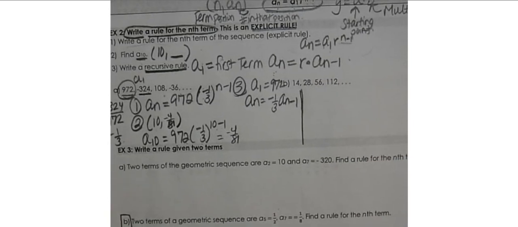All right, let's go ahead and look at letter B. For letter B, we have 14 to 28 to 56 to 112. This one's a little bit easier. To go from 14 to 28, we're going to be multiplying by 2. To go from 28 to 56, we multiply by 2. To go from 56 to 112, we multiply by 2. So my r value in this case is 2.